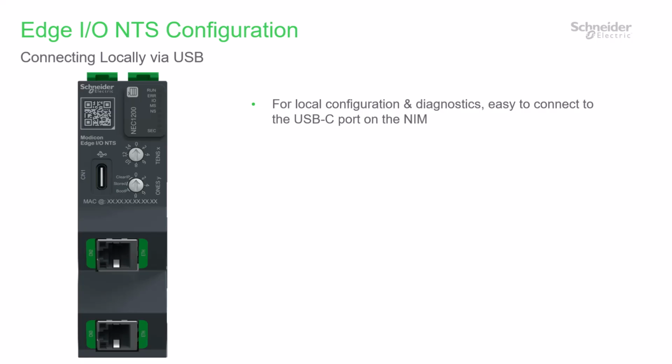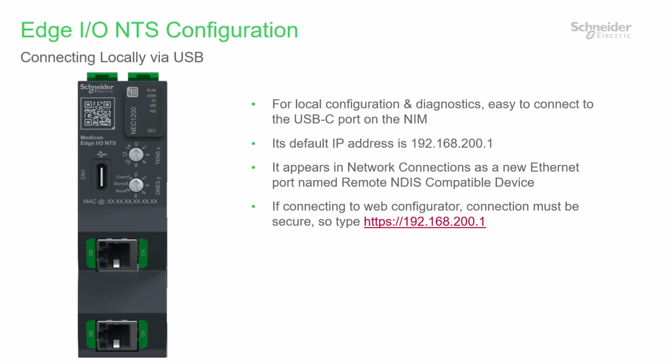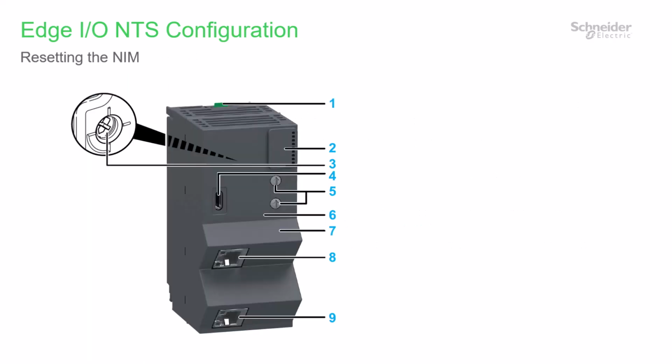For ease of use, you can connect your computer to the NIM's front panel USB-C port for local configuration and diagnostics. Its default IP address for USB is 192.168.200.1. The USB port appears in your computer's network connections as Remote NDIS Compatible Device. This is a secure connection, so you need to type HTTPS before the IP address, or the request will be ignored.